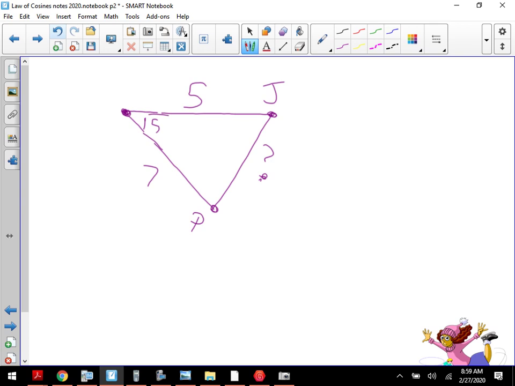So if we look at this, is this the law of sines or a law of cosines? Cosine. It's cosine, very good. This is a law of cosines problem, because you do not know the side opposite an angle. All right, so we have to use one of our 3 formulas.